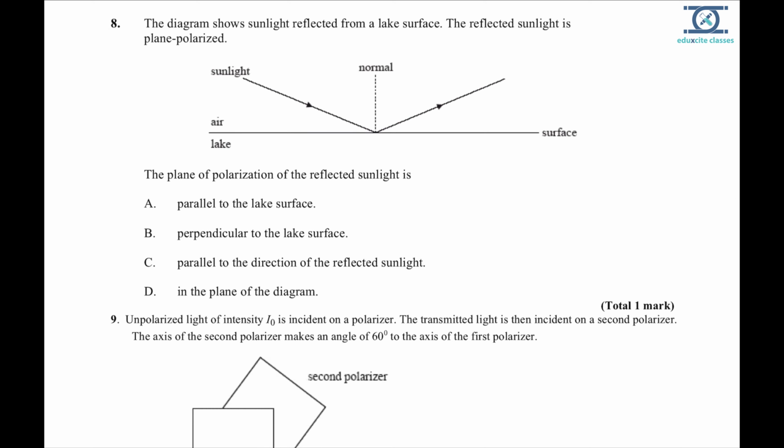Now question number 8. The diagram shows the sunlight reflected from a lake surface. The reflected sunlight is plane polarized. So this is the surface and this is the plane polarized light. If it is plane polarized, the plane of polarization of the reflected sunlight will be parallel to the lake surface, then only it will get plane polarized. Okay, this is the only condition of polarization.